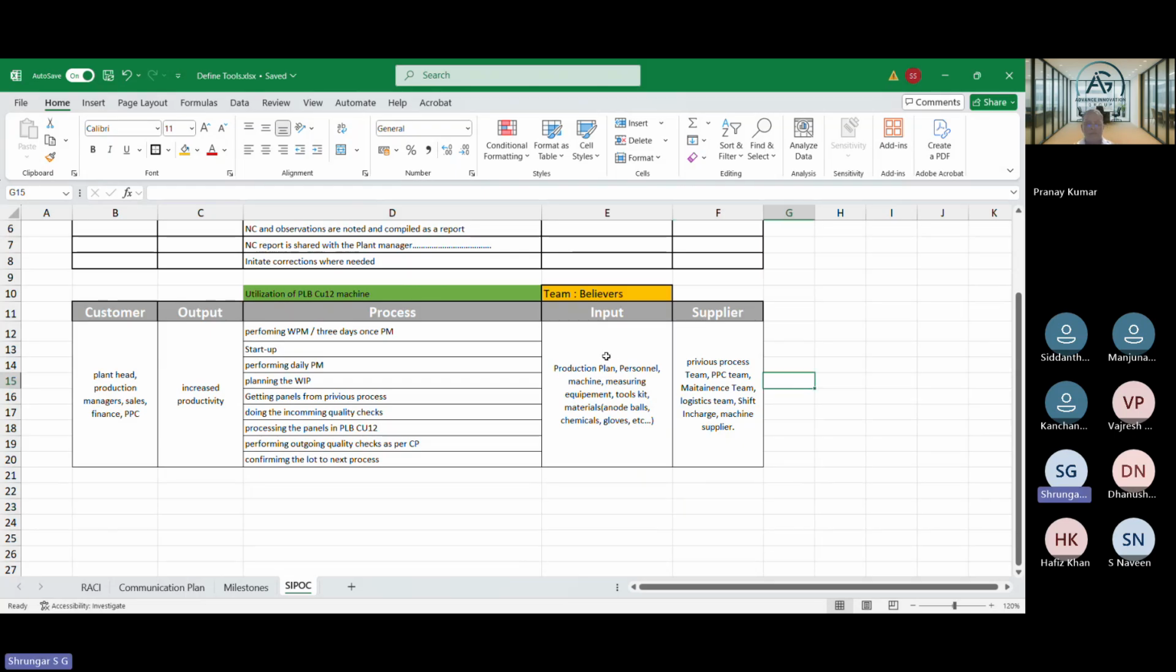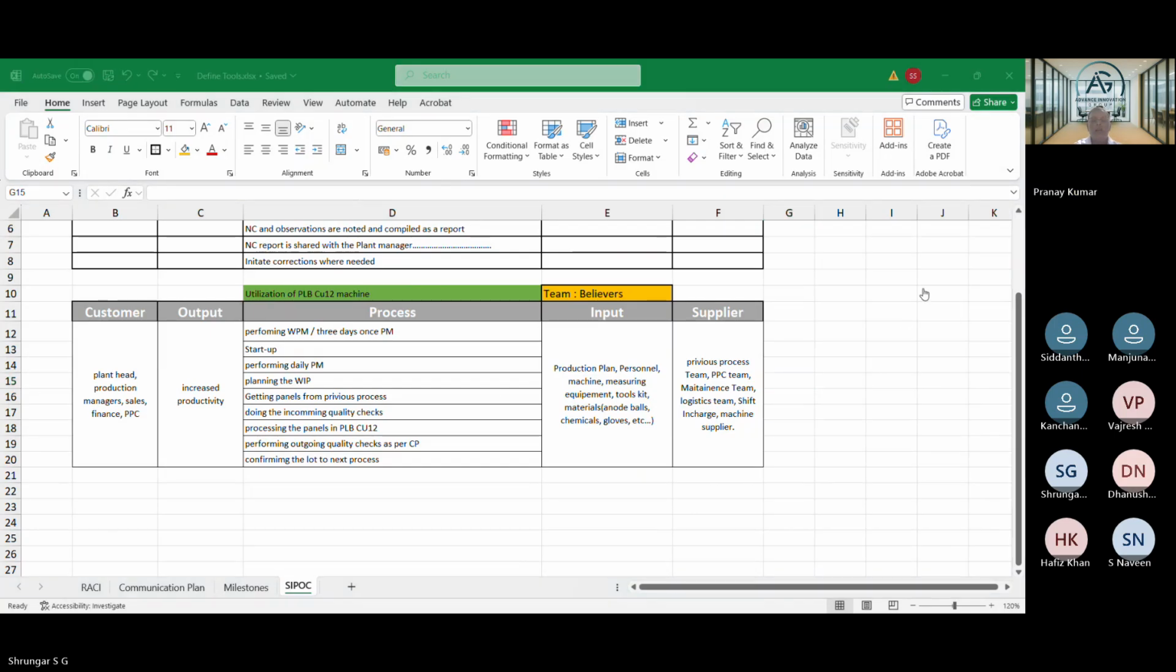Our inputs are the production plan, the personnel, the machine, measuring equipment, toolkits, and process-related materials like chemicals, gloves, anode walls. The suppliers are the previous process team, PPC team, maintenance team, logistics team, shift in-charge, and machine supplier. The output is increased productivity, because our project is utilization of machine. Our customers are plant head, production manager, sales, finance, and PPC. Okay. Fair thought.